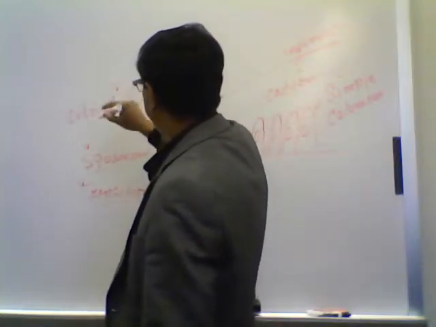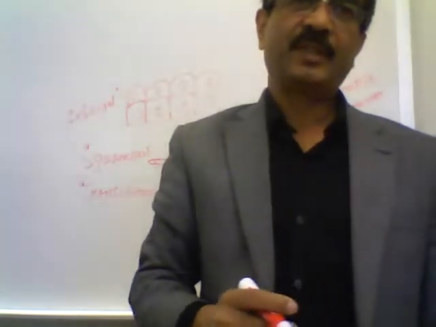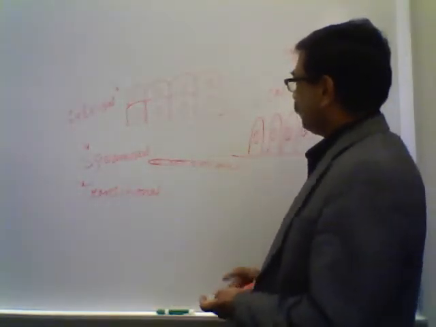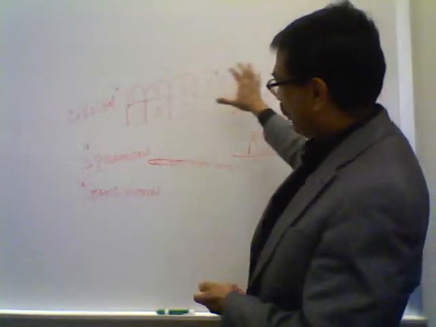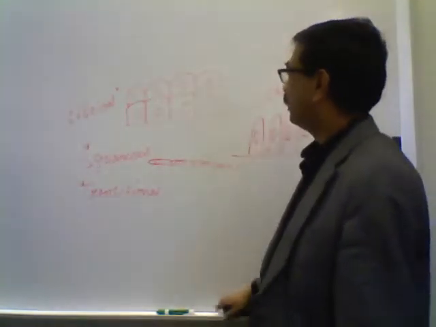Right? So single layer is simple. More than one layer is stratified. So this classification is based on the shape of the cells and the number of the layers.